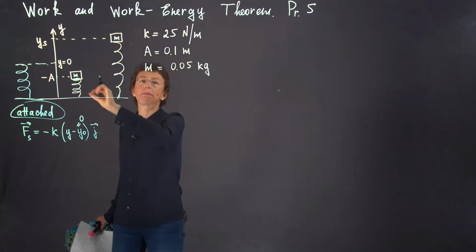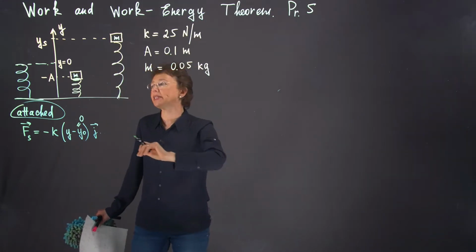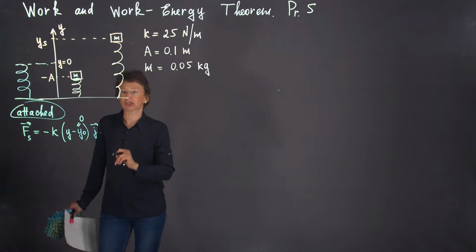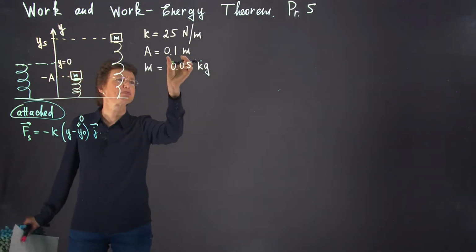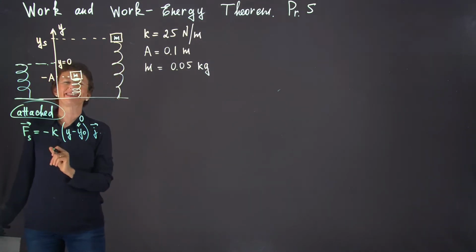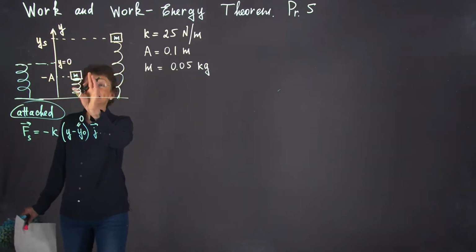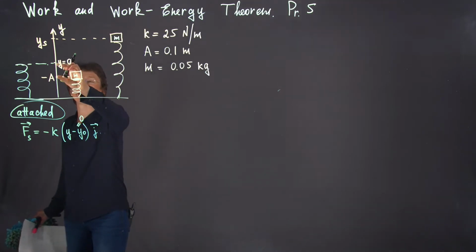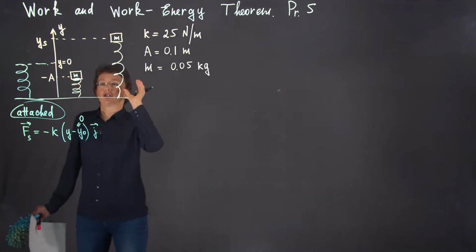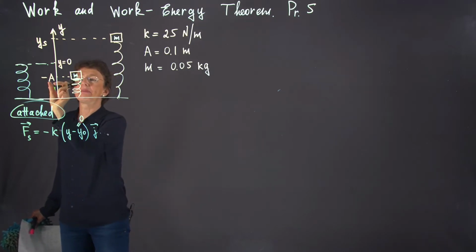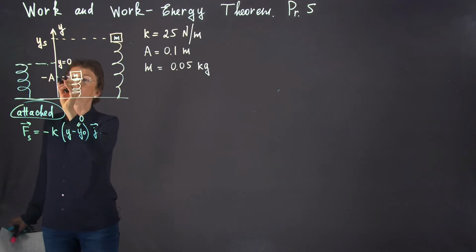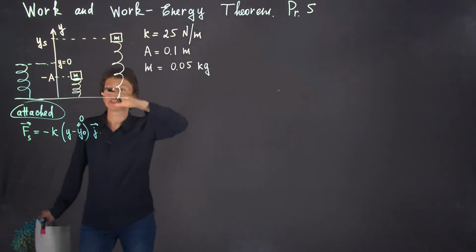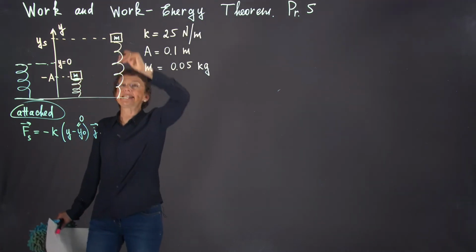They give us this amount of compression: 0.1 meters from the natural length of the spring. It's definitely not up to scale. So this is 0.1 meter from the unstretched position. I definitely exaggerated this compression. So it is compressed by amount A, and since it is compressed, it is below 0, so y is equal to minus A at this point. And then I let it go.